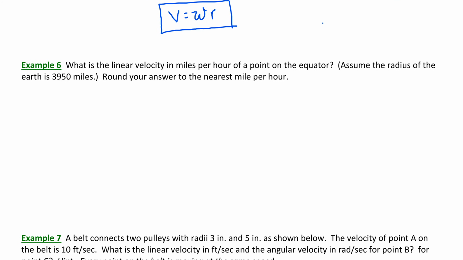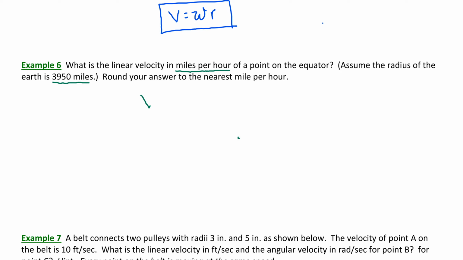Example 6. What is the linear velocity in miles per hour of a point on the equator? Assume the radius of the Earth is 3,950 miles, a factor that we've used before. And then we're going to round our answer to the nearest mile per hour. So we're calculating a linear velocity for a point moving along the equator as the Earth rotates on its axis.